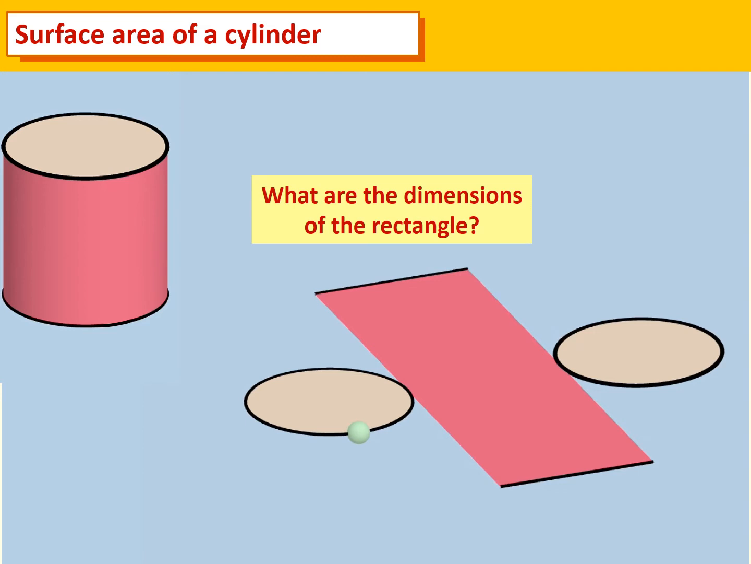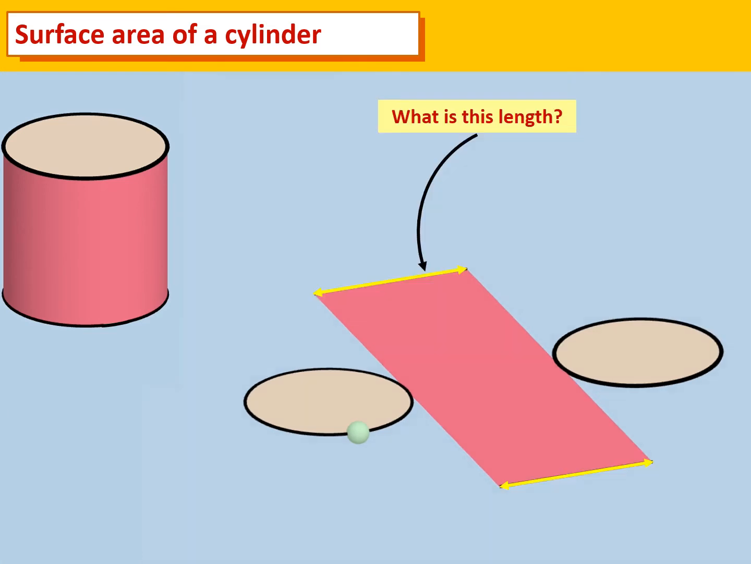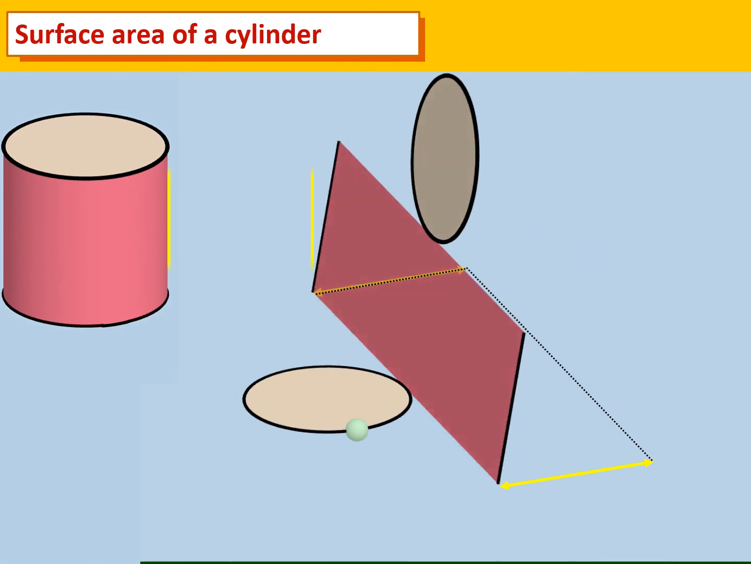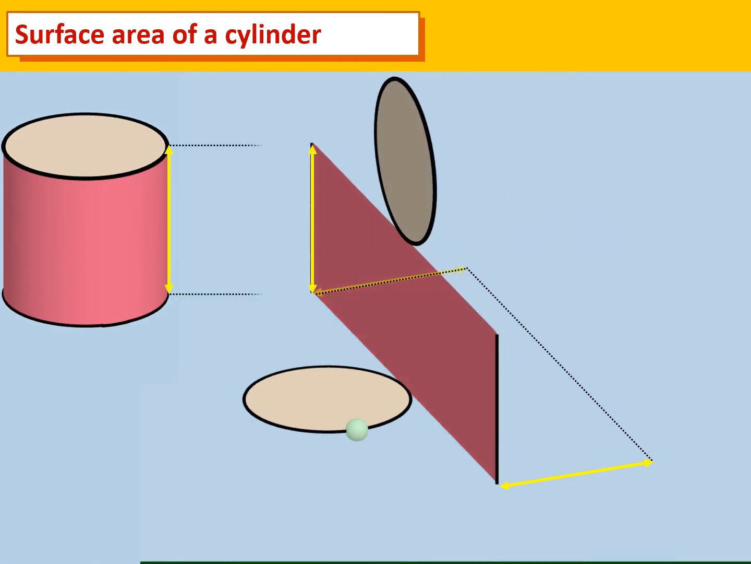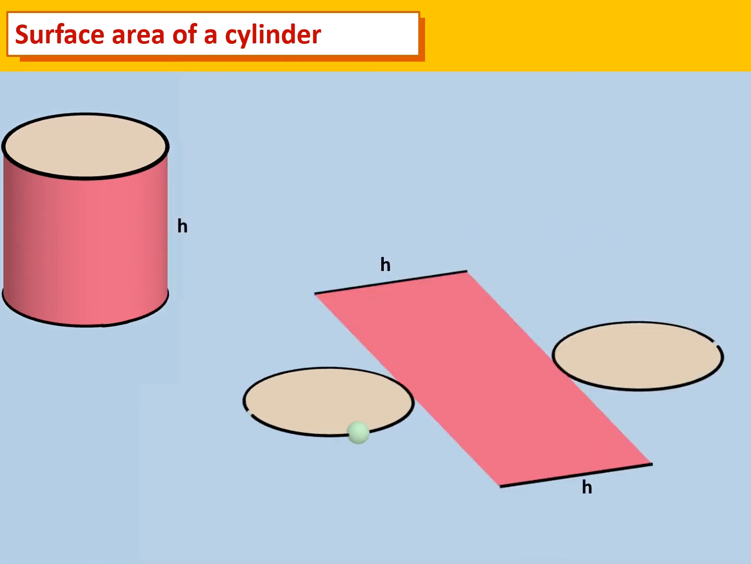So, what are the dimensions of the rectangle? Let's see. What is the length of the rectangle? Let's fold the rectangle up and see. When we fold it up, we can see that side is actually the height of the cylinder. We have one of the sides, h. What about the other side?